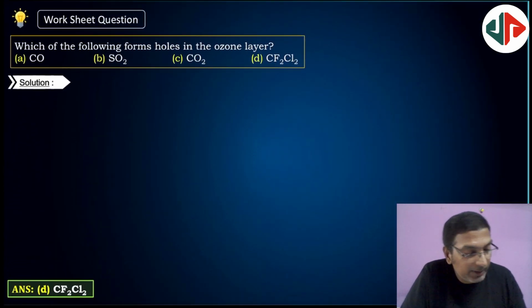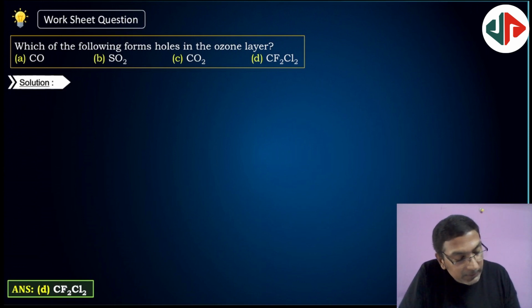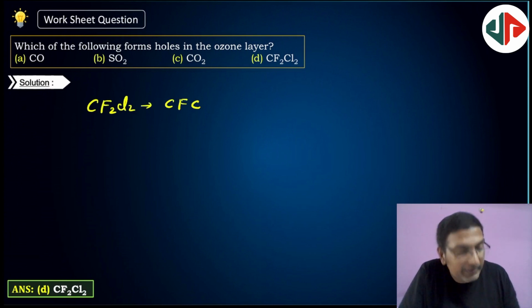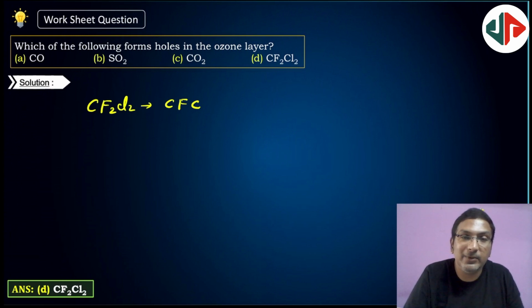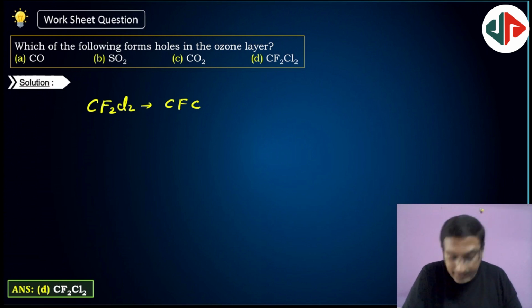So which of the following forms holes in ozone layer? Chlorofluorocarbons, CF2Cl2. Chlorofluorocarbons, CFCs, are responsible for depletion of ozone layer, that is holes in ozone layer.